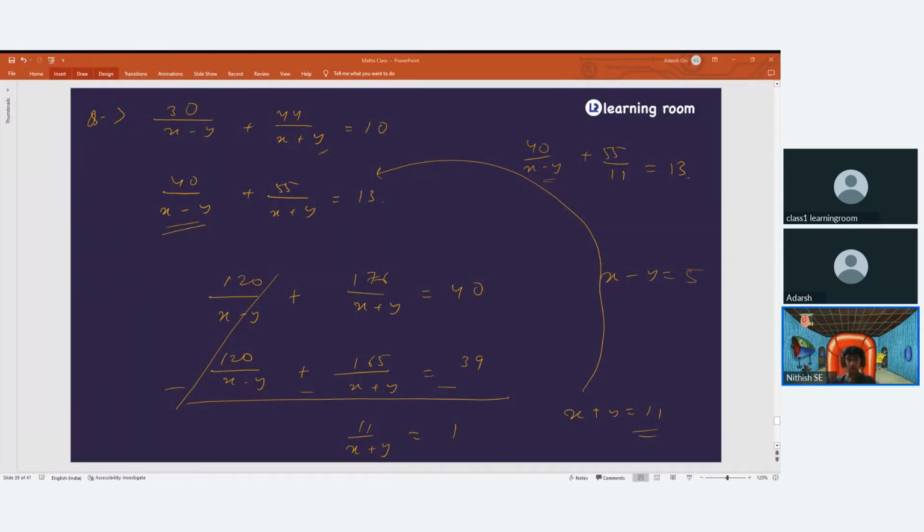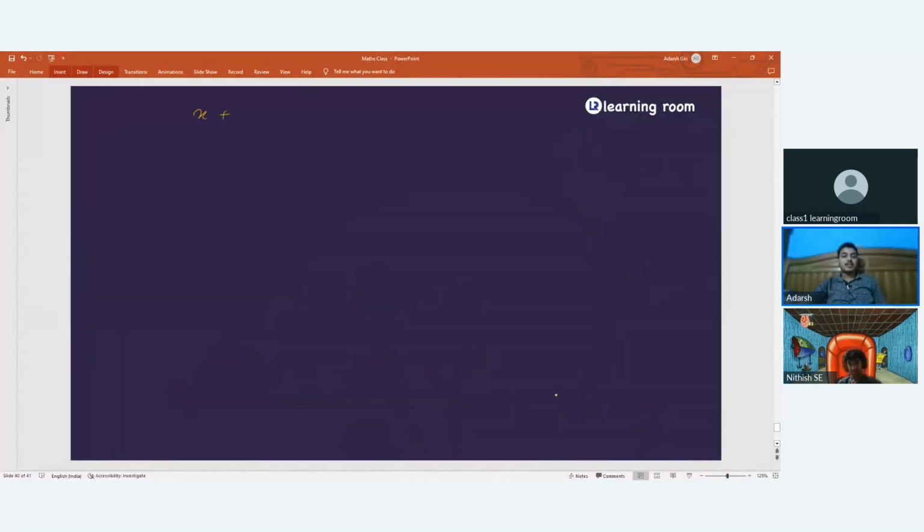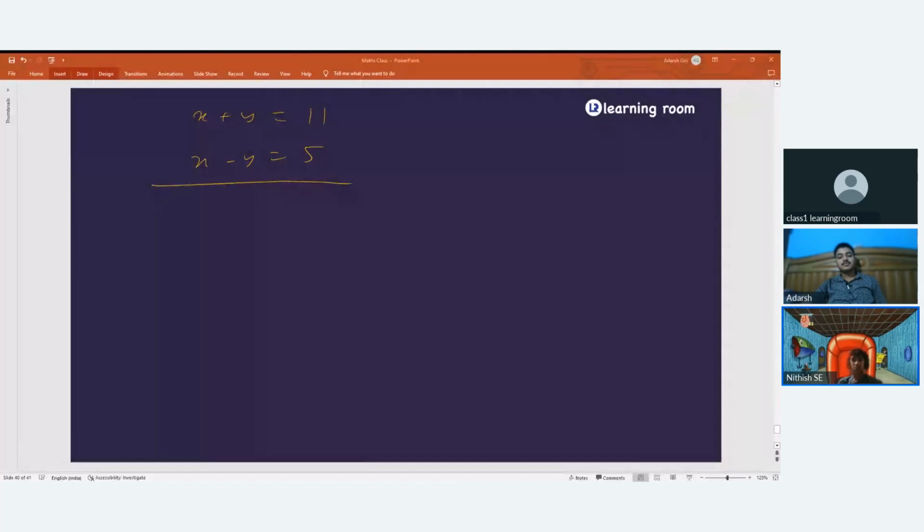What do I do? How do I find x and y? It is easy. You can add one time, you'll get x. You can subtract one time, you'll get y directly. You can use any method now. If you have x plus y is equal to 11 and x minus y is equal to 5, when you add both of them, y gets cancelled. If you subtract, x gets cancelled, isn't it?